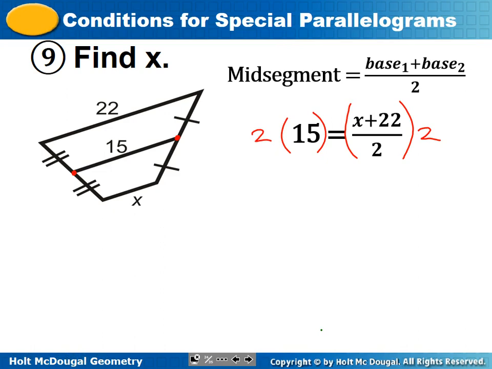When I multiply both sides by 2, that 2 over there goes away, and I'm going to end up with 30 is equal to x plus 22. Subtract 22 from both sides, so x is equal to 8.